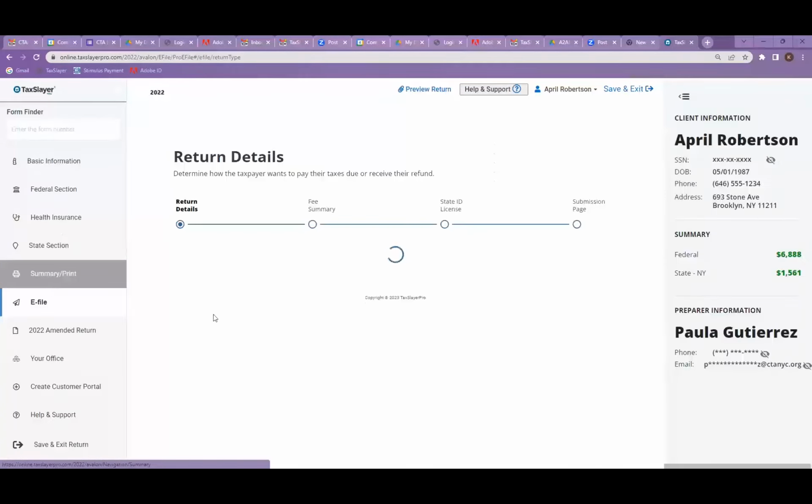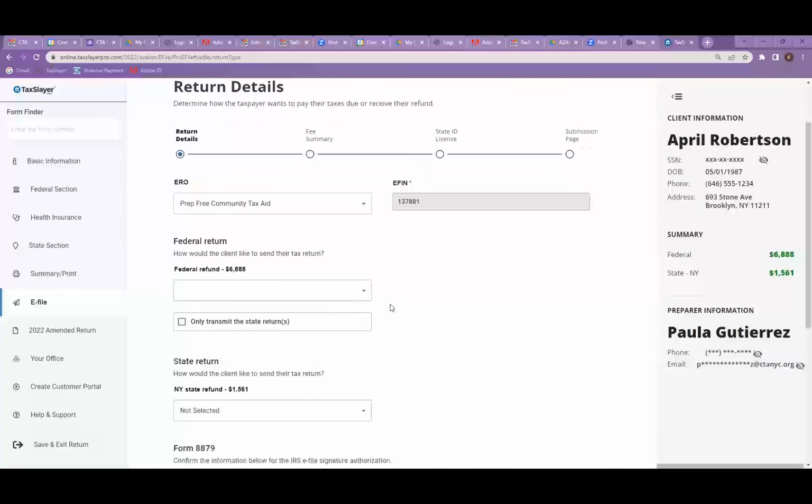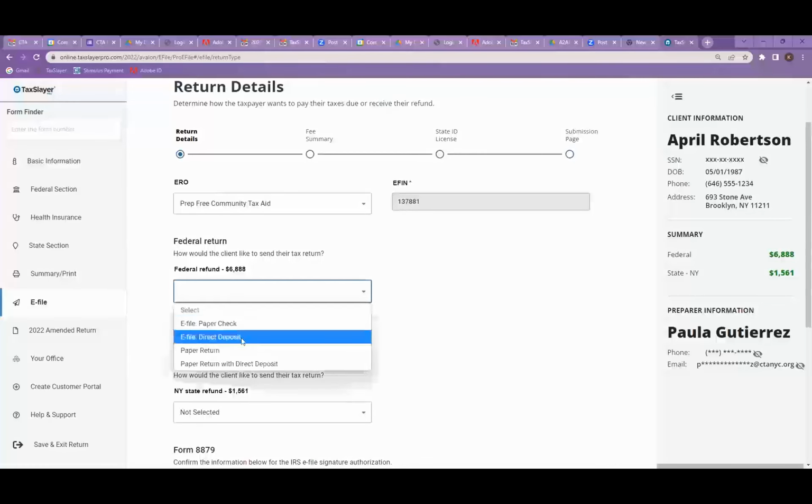So again, you guys can do this. The return results. How does this person want his refund? Go to the drop down. In this case, it's going to be e-file the return with a paper check.